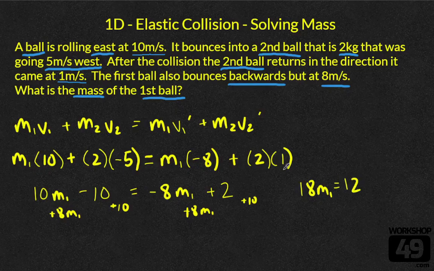We went from this big mess of numbers right to 18 m1 equals 12. In order to get rid of this 18, divide by 18, divide by 18, and you get your final answer, m1 equals 0.67 kilograms. And just like that, we've solved one-dimensional elastic collisions, both for velocity and for mass.